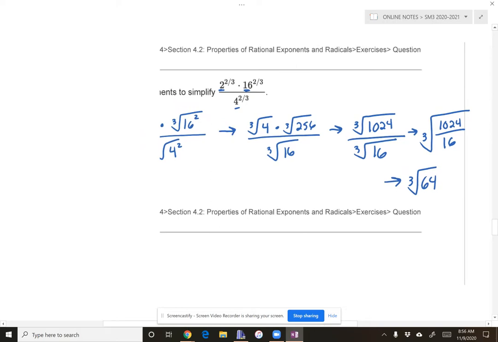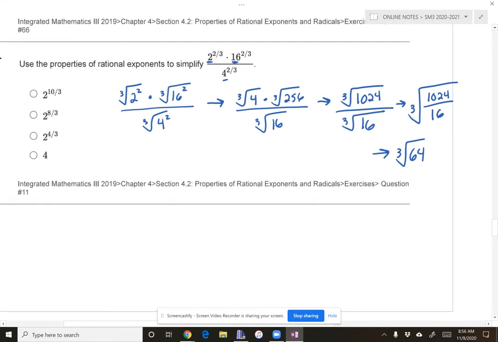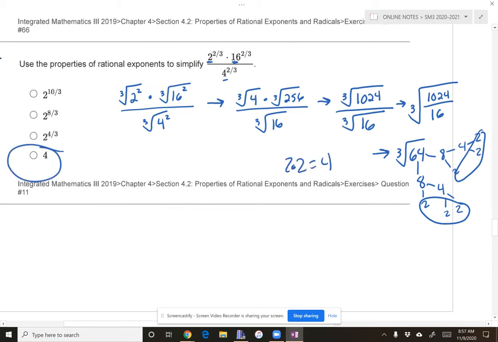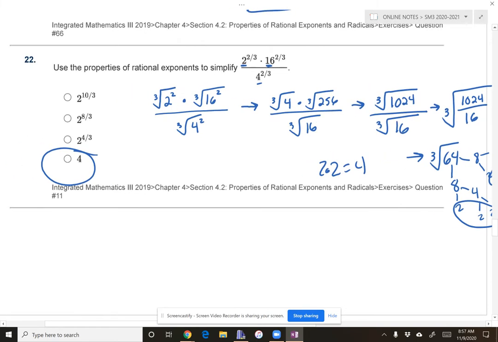So nice, so much smaller. And the cube root of 64, well, let me see if I can break that down and see what I can pull out. So 64 is 8 times 8, which is 2 times 4, which is 2 times 4. 4 is 2 times 2. I got three 2s, and I got three 2s there. So I get 2 times 2, which is 4. Killing it, killing it, killing it. Love it. Okay, that's 22.